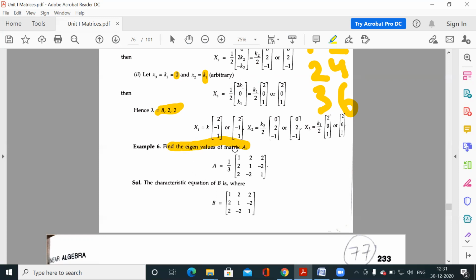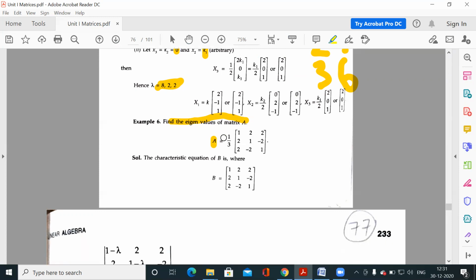Now again the next question, finding the eigenvalues of matrix A. So we have to find out only eigenvalues. So A is 1 by 3 times this matrix: 1 by 3, 2 by 3, 2 by 3, 2 by 3, 1 by 3, minus 2 by 3, 2 by 3, minus 2 by 3, 1 by 3. You could calculate the eigenvalues from that matrix, but the calculation would be very typical because now we have fractional numbers as elements. So if you remember one of the properties, that if A has eigenvalue lambda, then alpha A has the eigenvalue alpha lambda.